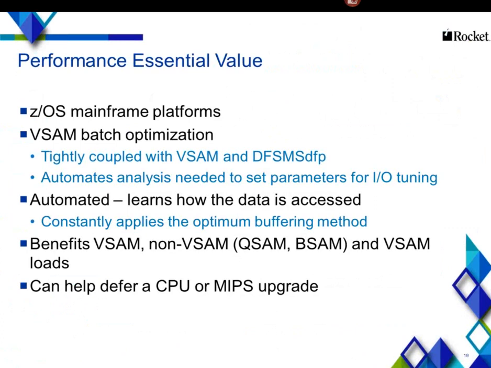VSAM and DFSMS DFP are tightly coupled for VSAM batch optimization that will determine and set the parameters needed for I/O tuning. Performance Essential learns how the data is accessed automatically and constantly applies the optimum buffering method to use. VSAM, non-VSAM, and VSAM loads highly benefit using these automated buffering methods. By reducing the number of EXCPs, I/O, CPU, and elapsed times, Performance Essential can help you defer a CPU or MIPS upgrade due to new applications and, of course, a shrinking batch window.